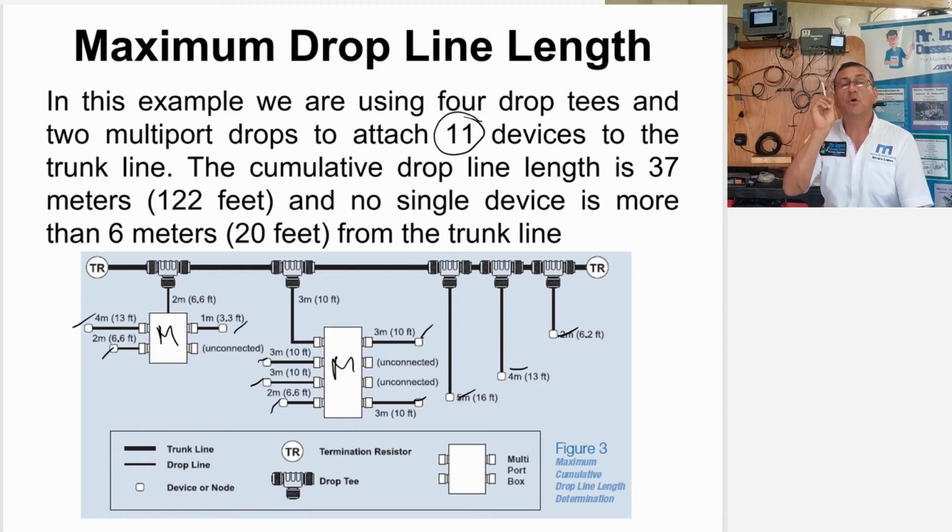Okay, the cumulative drop line length is 37. Let me check. I have 2 meters here, 2 plus 4 is 6, plus 5 is 11, plus 3 is 14, 17, 19, 22, 24, 25, 29, 31, 33, and 37. Perfect. I have 37 meters in total.